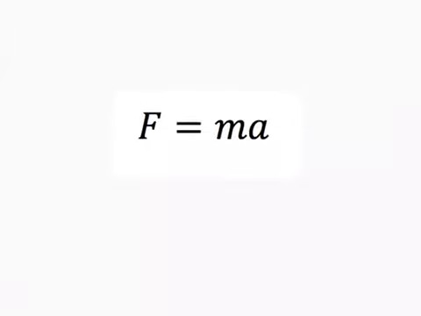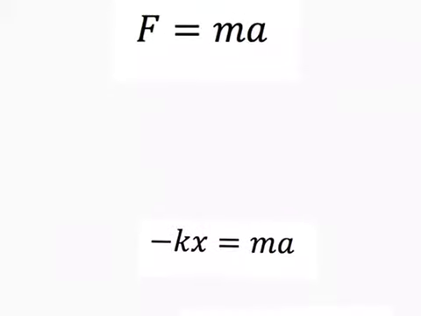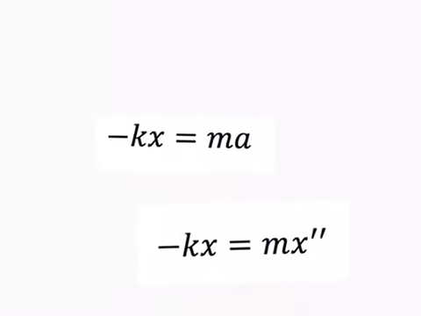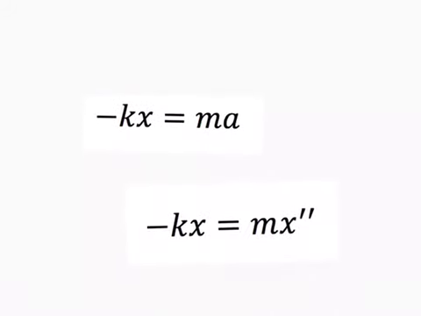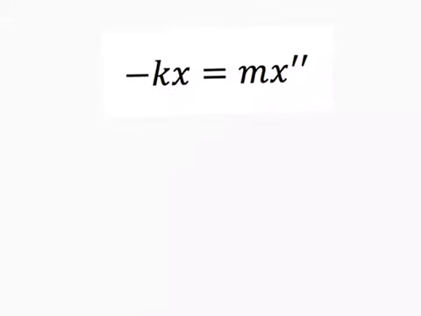If we use Newton's second law, F equals ma becomes negative kx equals ma. Knowing that a is the second derivative of x, we can write this as a second-order differential equation. A differential equation because the variable and its derivative are in the same equation. Second order because it is the second derivative of position x.